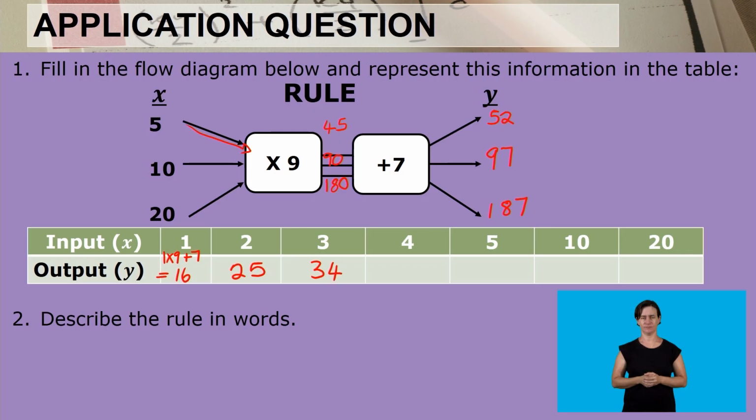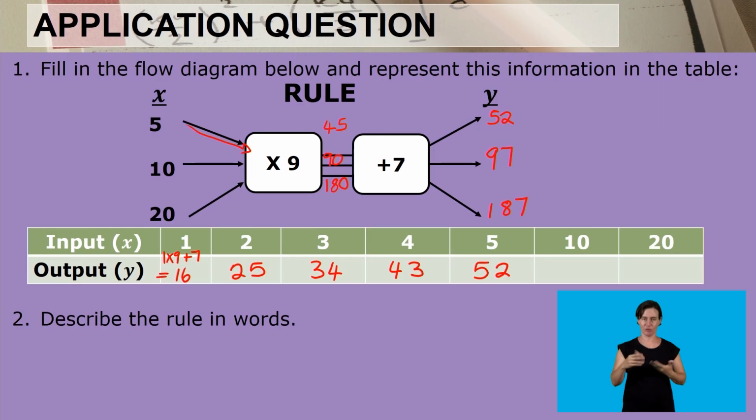Then we are going to multiply the 4 as our input value by 9. Well, 4 multiplied by 9 gives us a 36. And when we add 7 onto that 36, we know our answer is going to be a 43. What about when our input value is a 5? Well, we already have that on our flow diagram. We saw that our output value was a 52.